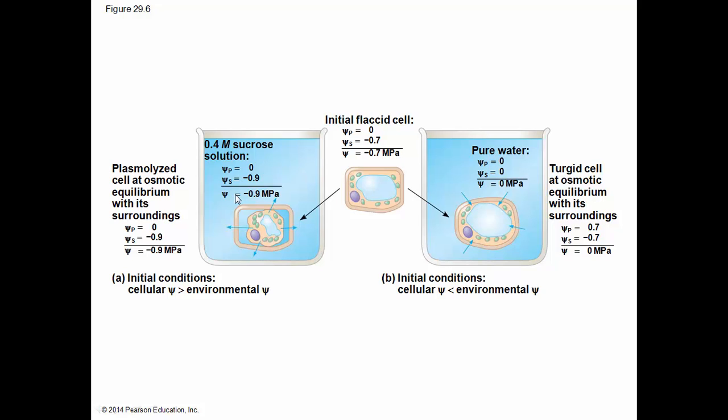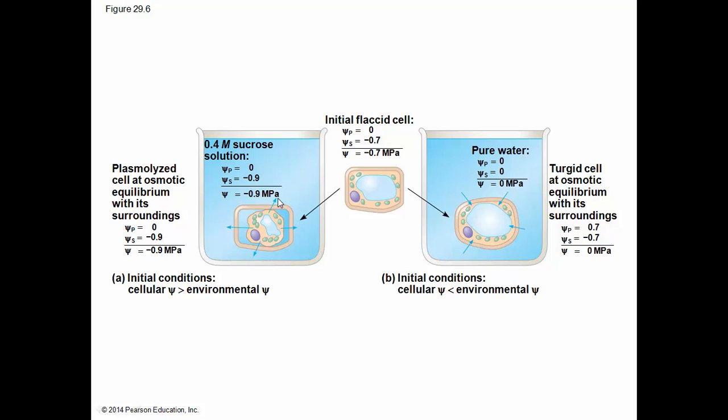Okay, this diagram is on page 577. If a flaccid cell is placed in a solution with a lower solute concentration, the cell will gain water and become turgid, or firm. Turgor loss in plants causes wilting, which can be reversed when the plant is watered.